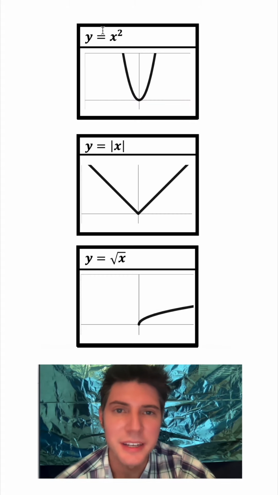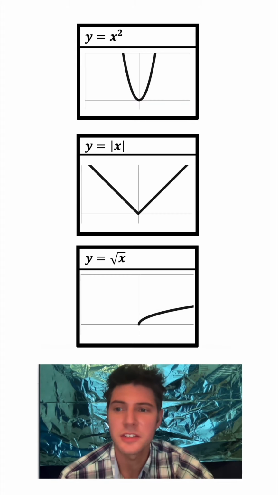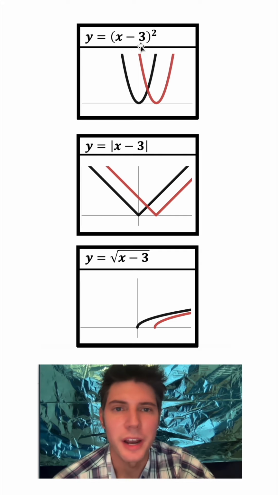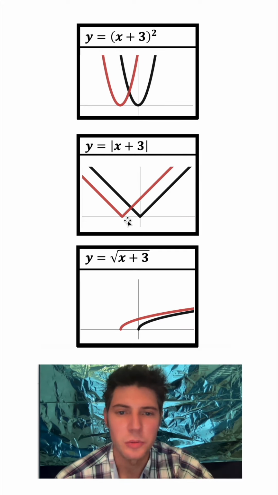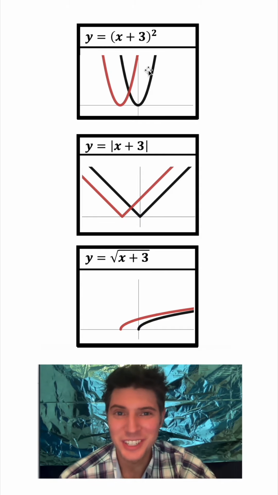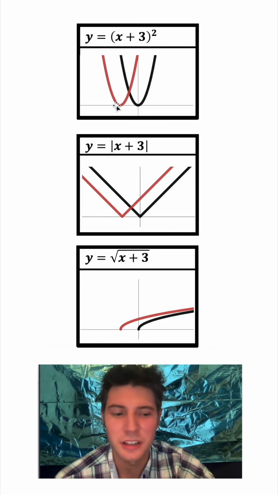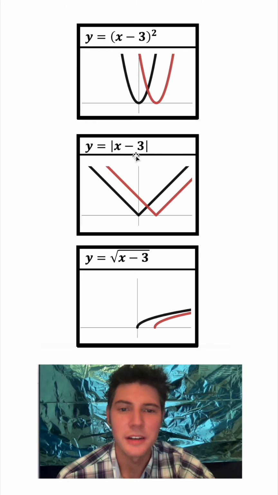If we do a plus or minus inside the function with the x, this enables us to move left or right. So a minus 3 goes 3 to the right, and a plus 3, you can see the red is 3 to the left. So it feels counterintuitive. A plus 3 moves to the left, and a minus 3 moves to the right. But that's how these work.